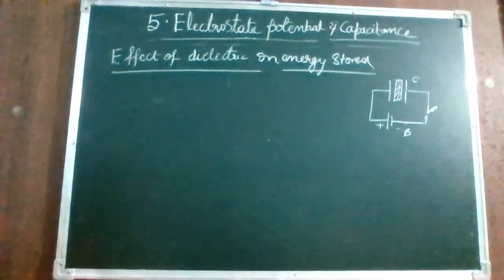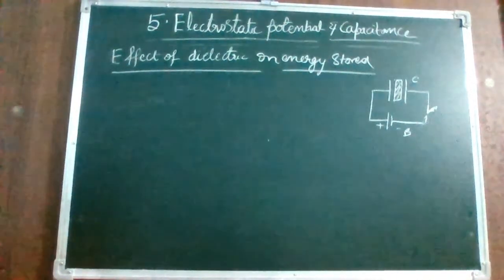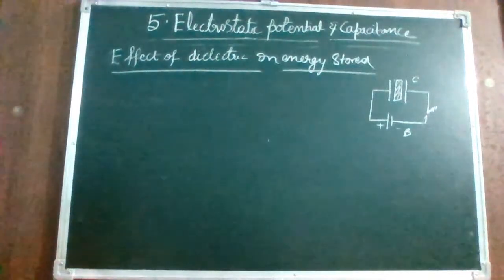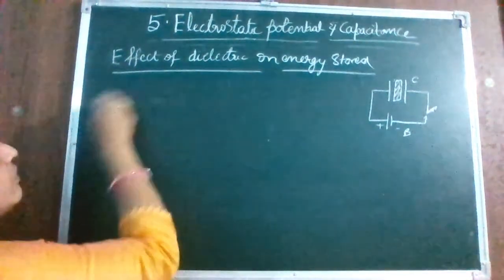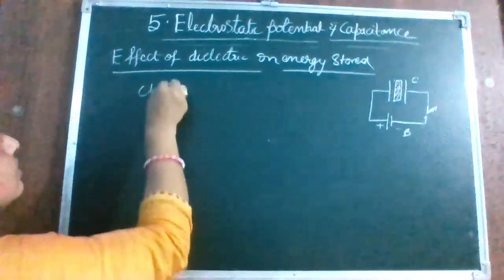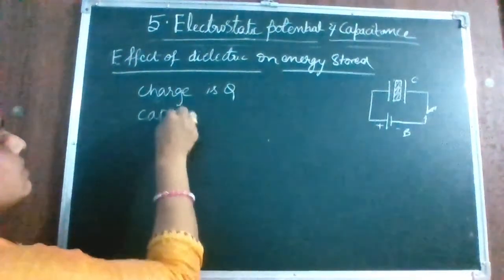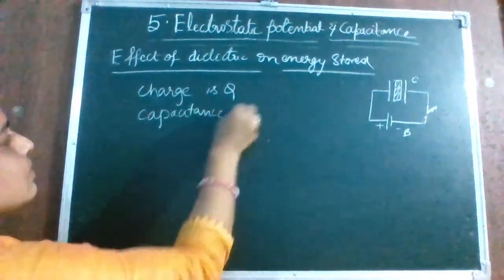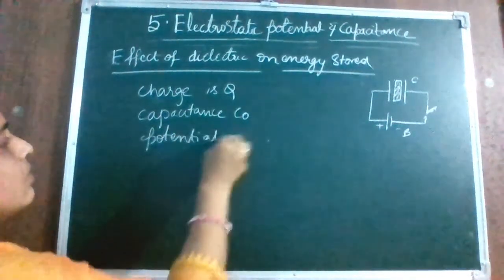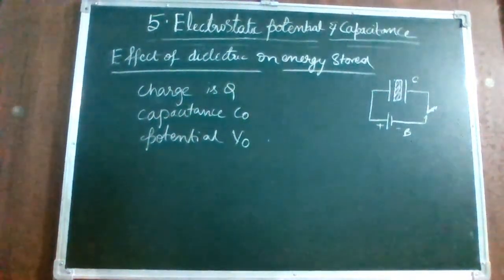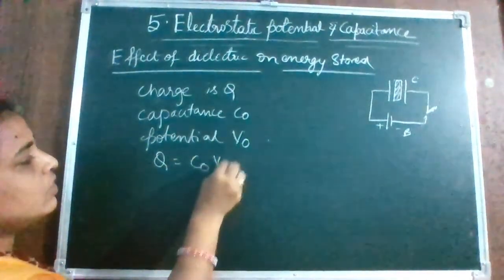Actually, in the starting, if the battery is there, then the capacitor has some capacity and is charged using a battery. When it is charged using a battery, the charge of that capacitor is Q, the capacitance is C naught, and it has potential V naught. Related to these, we have the equation Q is equal to C naught into V naught.